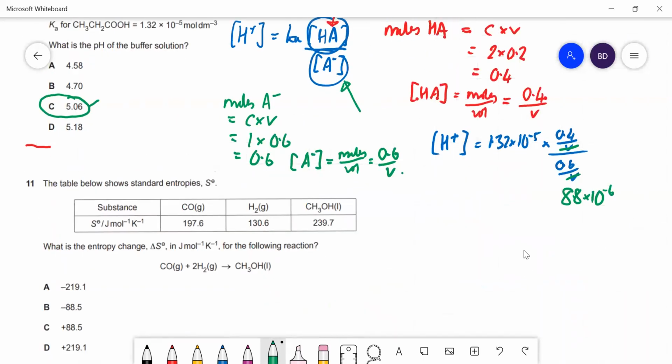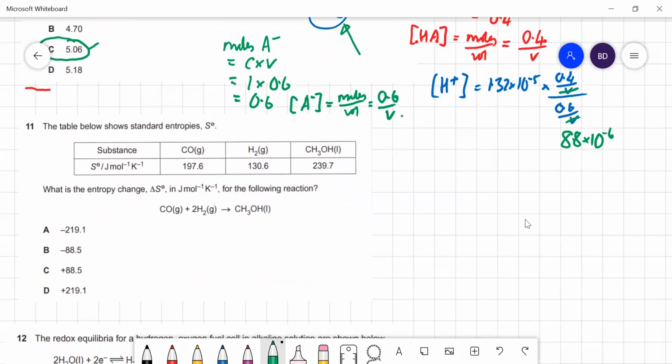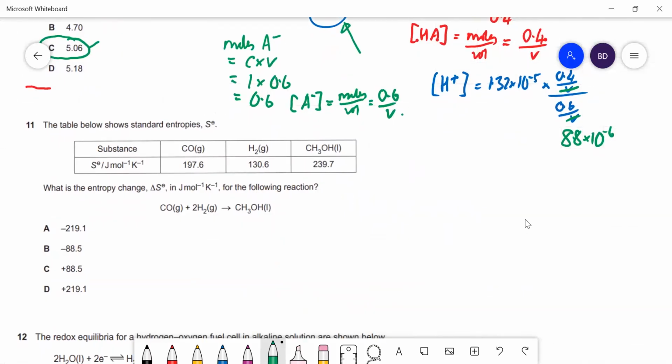Okay, entropy. So we want the entropy change for this reaction. What we're going to do is take the sum of the entropies of the products minus the entropies of the reactants. The product we've got is methanol, so I'm going to write 239.7. So that's going to be equal to 239.7 minus, now the reactants, we've got 2 lots of H2.